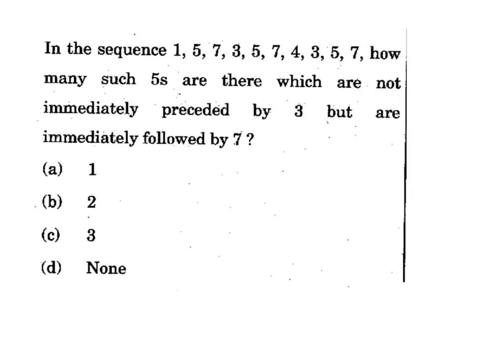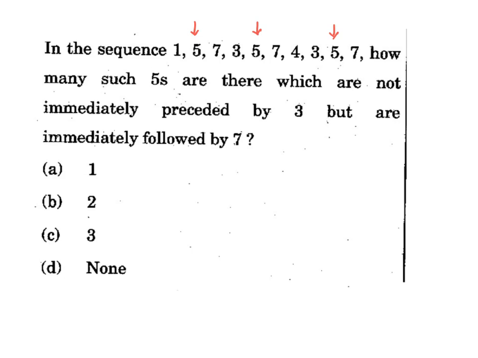In the sequence 1 5 7 3 5 7 4 3 5 7, how many such 5s are there which are not immediately preceded by 3 but are immediately followed by 7? Now see, first figure out how many 5s are there. This is 1, then after 2, then after 3. Now in this, how many are not preceded by 3 but followed by 7?